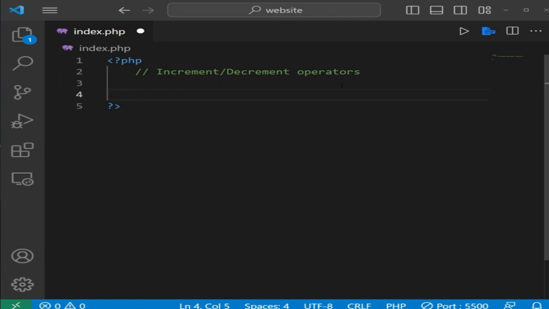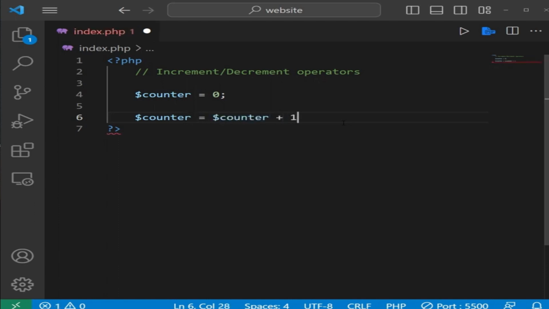I have a variable which we will name counter. I will set counter to be 0 to begin with. If I need to increment this variable by 1, as if we're counting, normally I would have to write an expression such as this. Our counter equals our counter plus 1. Then let's echo our counter variable. So the result is 1. This can be cumbersome to write.